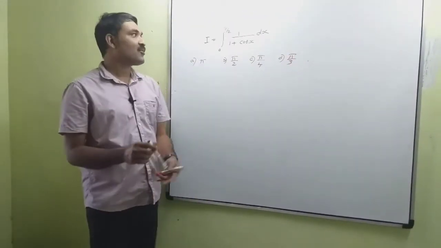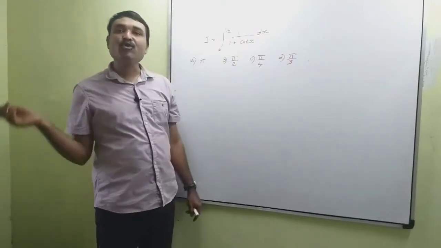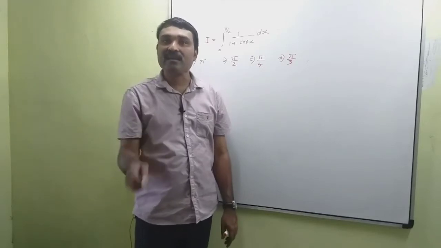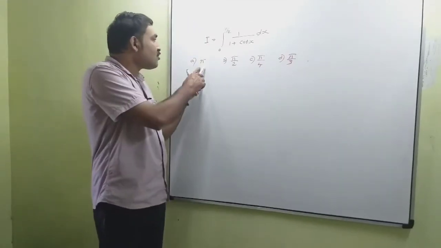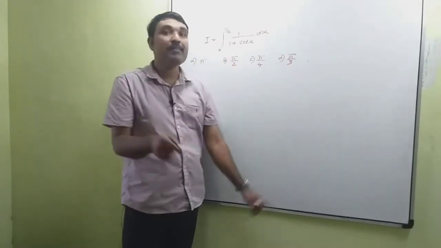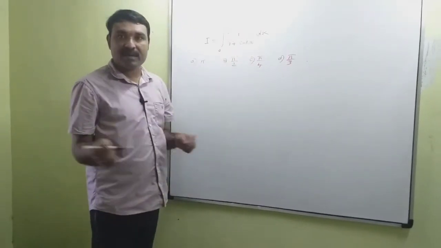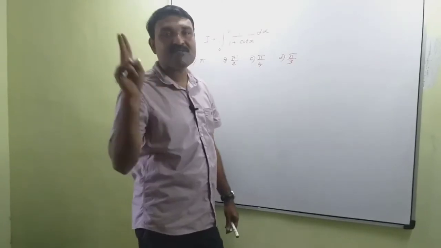Look at our question. Our question is integral 0 to pi by 2 of 1 divided by 1 plus cot x dx, and the options are pi by 2, pi by 4 and pi by 3. So what is the value? We can use properties. We have only two properties we have studied till now.